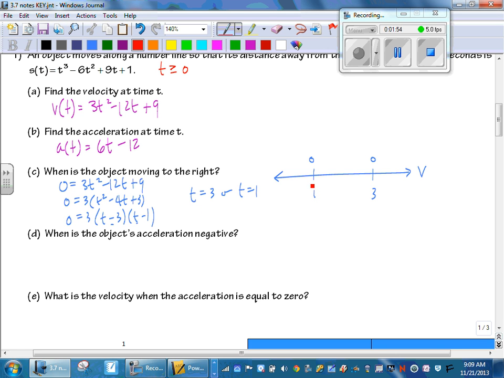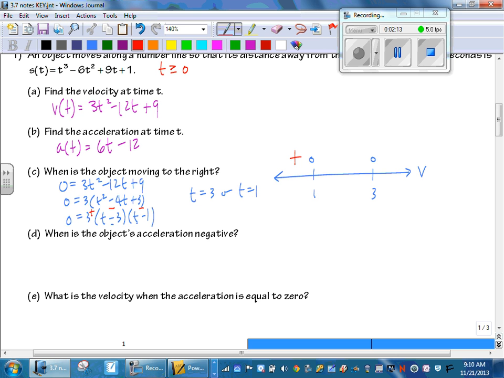So we're going to go ahead and plug in. I'm going to put in 0 because I want a value to the left of 1. I'm going to put 0 into the derivative here. So this is going to be positive all the time. 0 minus 3 is going to be negative. 0 minus 1 is negative. So positive times a negative times a negative is going to be positive.